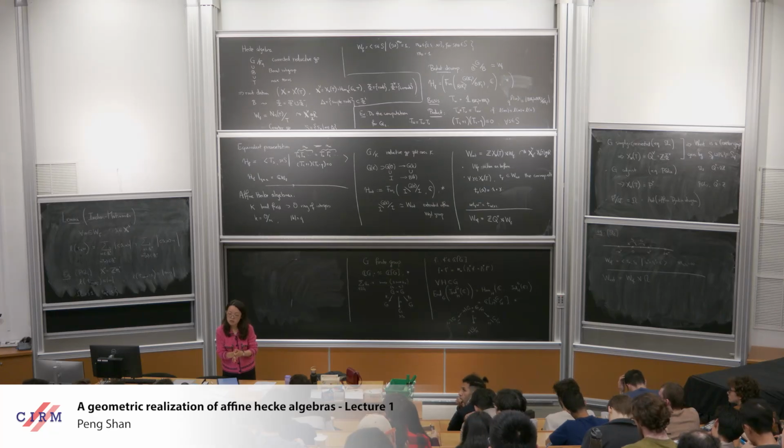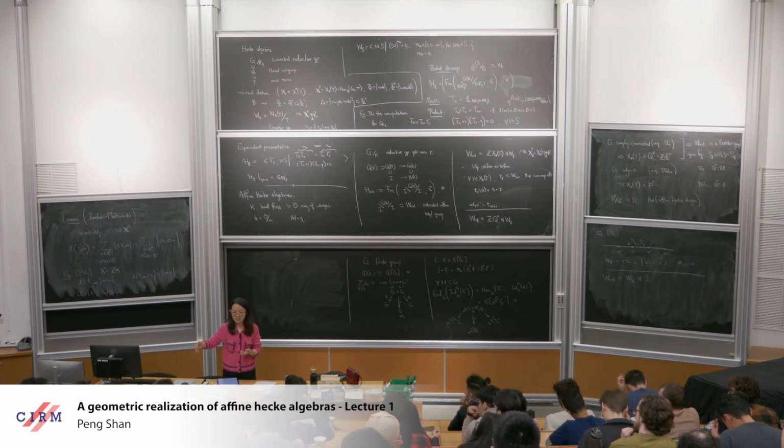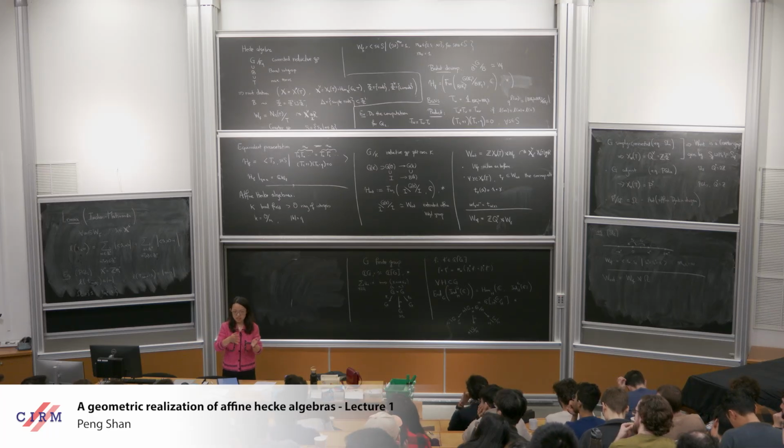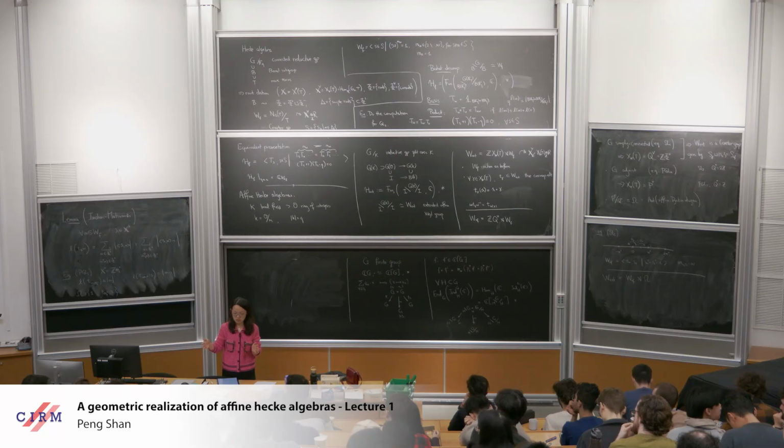When multiplied by something, the length of S0 times something depends on that element. So the statement is the affine Weyl group is a Coxeter group. So every element can be written as a product of S0 and some simple reflections. And then you take the minimal possible length of writing it in such a way, and that's the length of W.